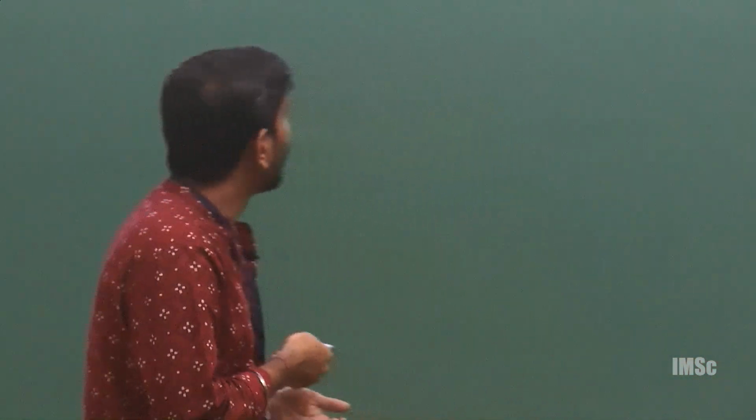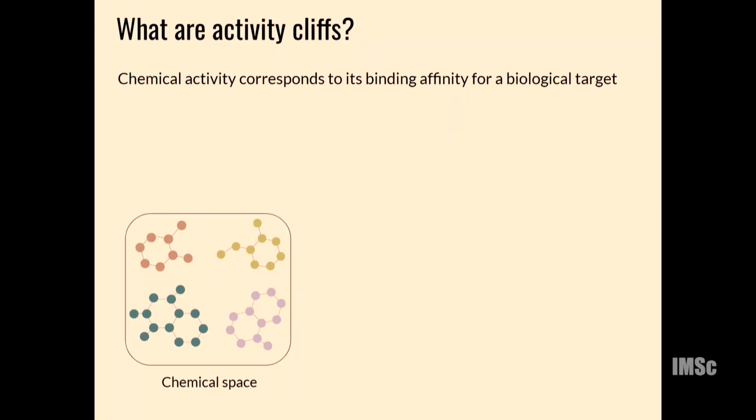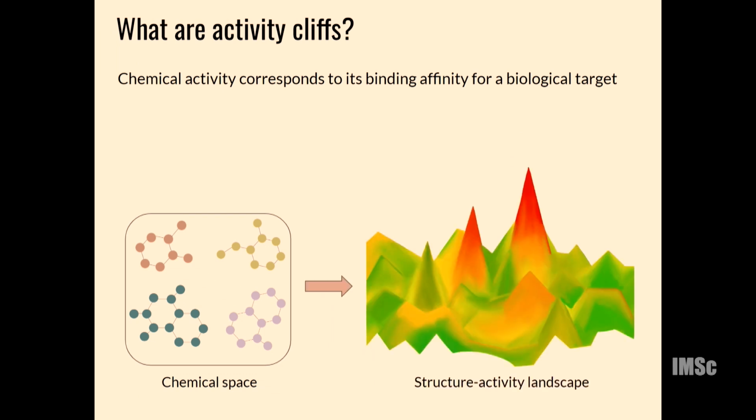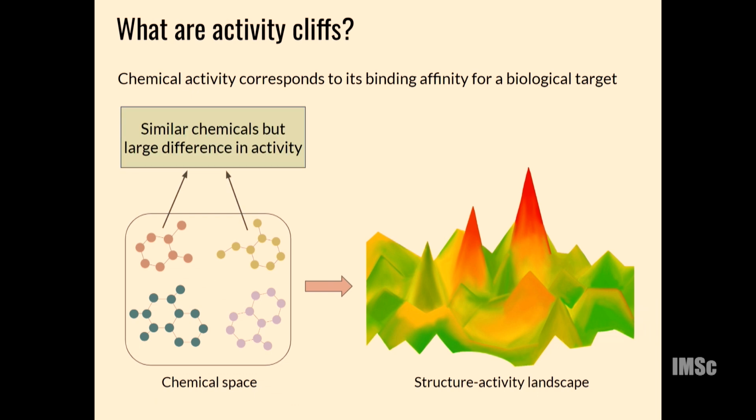The activity of a chemical can be quantified based on its binding affinity to a biological target. If you have a bunch of chemicals which constitute chemical space, and you take all the pairs of chemicals and compute their activity difference, that can be visualized on something called a structure activity landscape. Now if you have chemicals which are very similar but activity wise very different, that particular chemical pair can correspond to a sharp peak in the structure activity landscape, which is basically called an activity cliff.